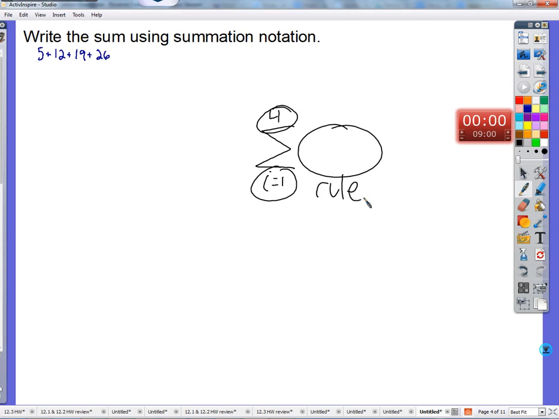Your rule. The rule that when I plug in whatever I is, it will give me the first and the second and the third and the fourth terms. So what could the rule be so that when I plug in one, it gives me five, and when I plug in two, it gives me 12, and so on.